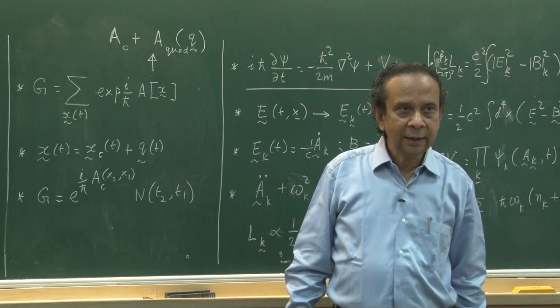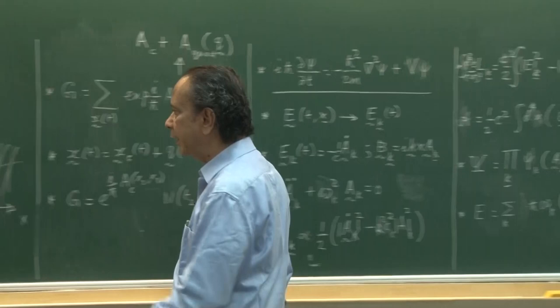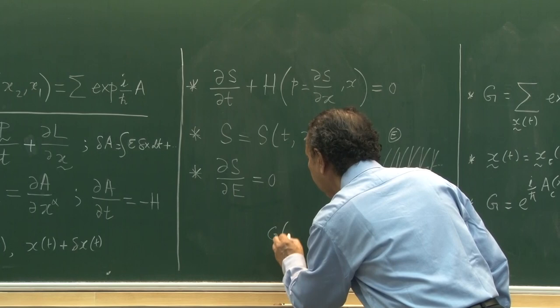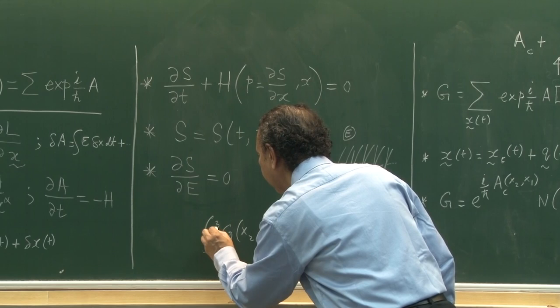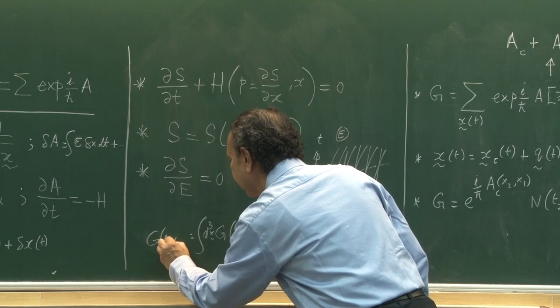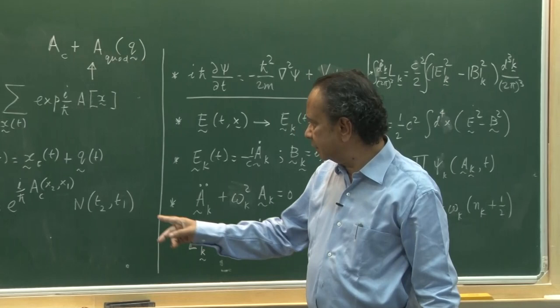To determine n, you go back to the condition which g was supposed to satisfy. I wrote it down and rubbed it out, so I'll do it once again. G of x2 times g of x, x1 integrated over d3x is equal to g of x2, x1. Now you plug this form of the action into that, then you evaluate that.